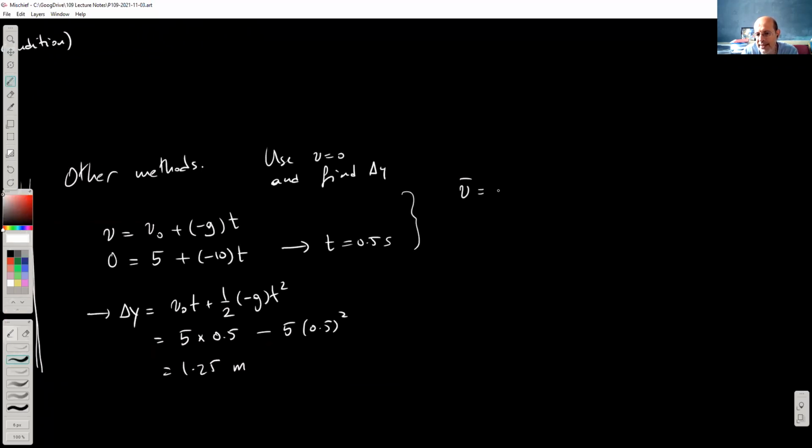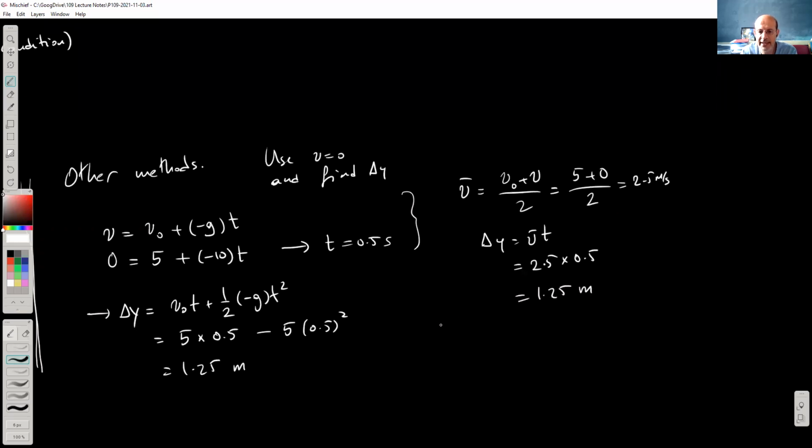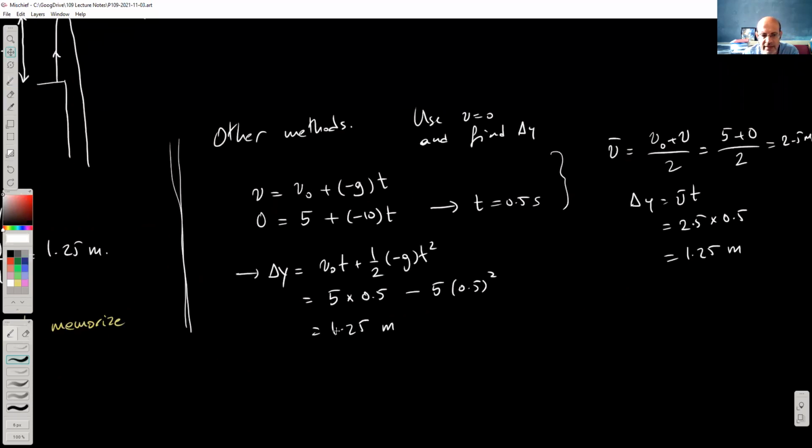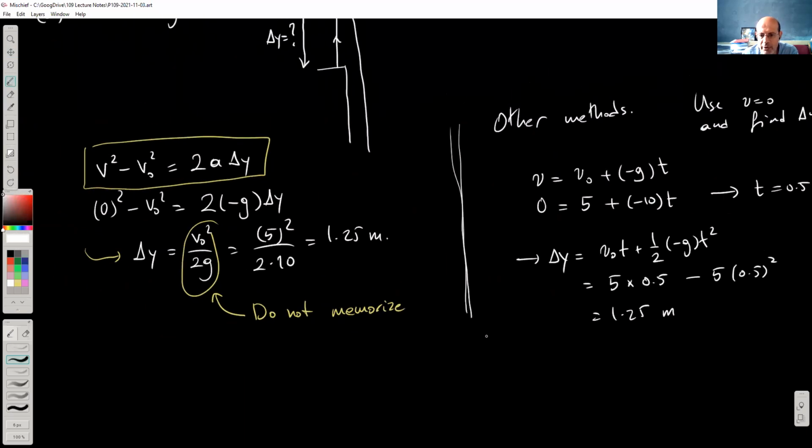So you know the average velocity. That's (V0 plus V) divided by 2. So this is 5, final velocity is 0, so 5 over 2 is the average velocity. So delta Y is V bar times T. So 2.5 multiplied with 0.5, that's 1.25 meters, right? There are lots of things that you can do, but what I'm trying to say is that in these other methods, there are extra things that you need to compute.